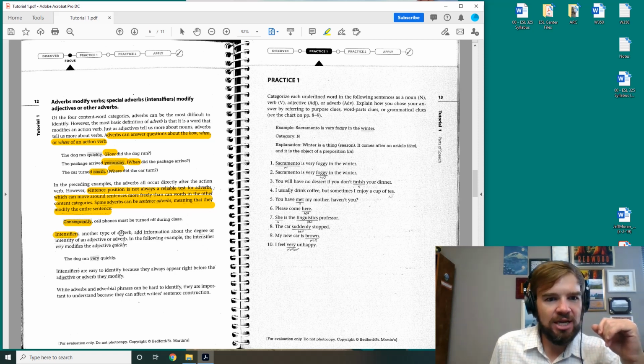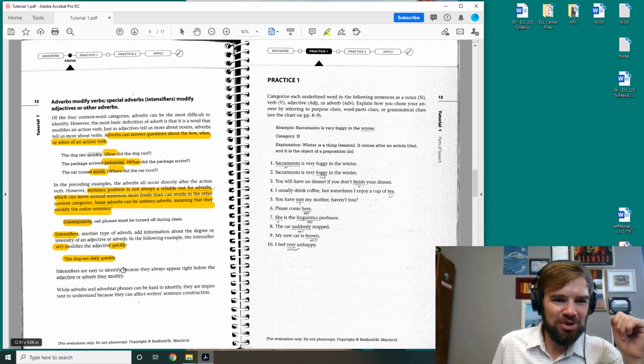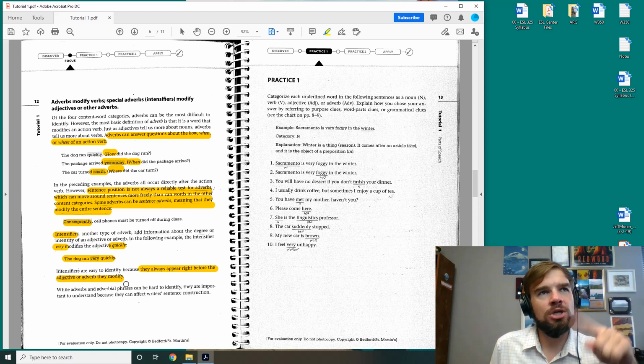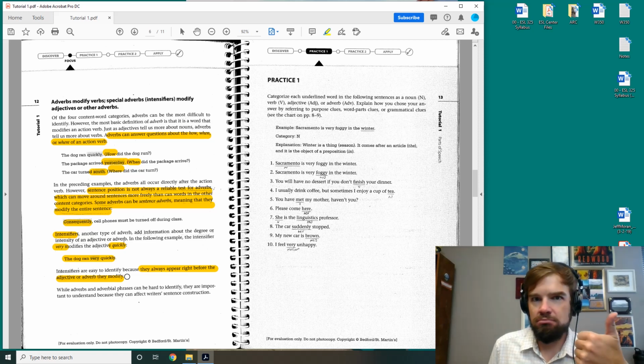So intensifiers, another type of adverb, add information about the degree of intensity of an adjective or adverb. In the following example, the intensifier very modifies the adverb quickly. So the dog ran very quickly. Very quickly, right? Intensifiers are easy to identify because they always appear right before the adjective or adverb they modify. Think about he worked hard. Okay, he worked hard. How did he work? Okay, hard is an adverb modifying work. He worked very hard. Okay, very is an intensifier modifying hard, the adverb.